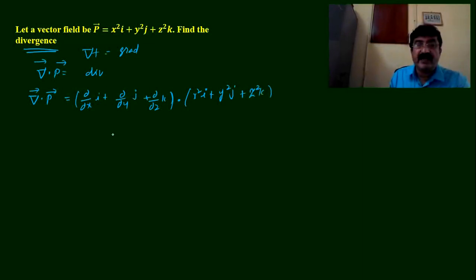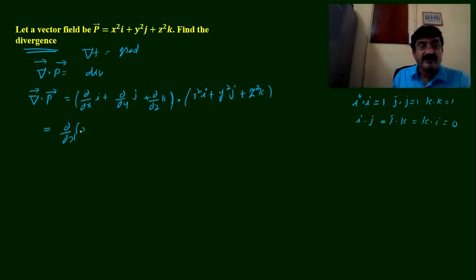z square k. Okay dear students, you know i dot i only we have to consider, or j dot j, or k dot k, but i dot j or j dot k or k dot i is equal to 0. So you take the dot product of only like unit vectors. So that is dou by dou x of x square, that's all, plus dou by dou y of y square, that's all, plus dou by dou z of z square, that's all.